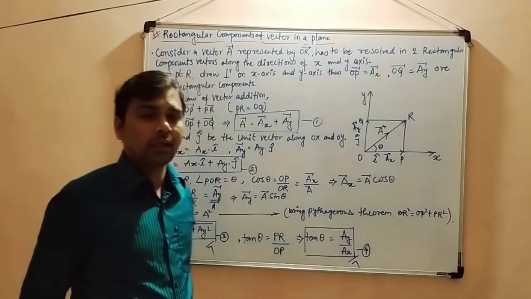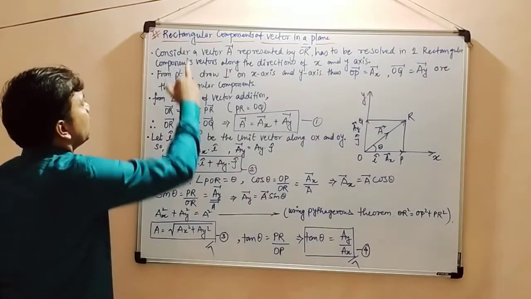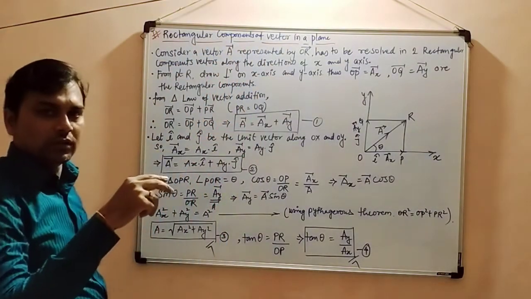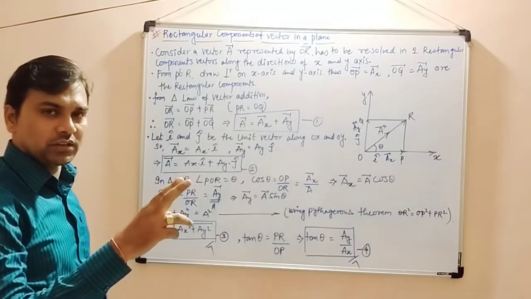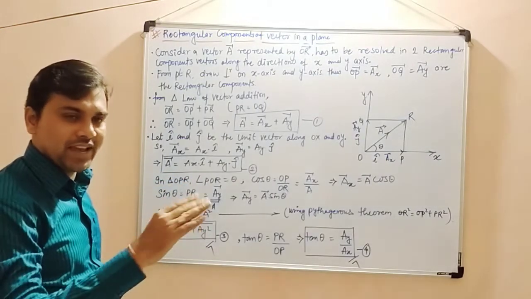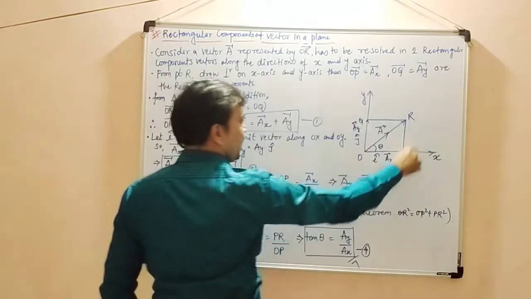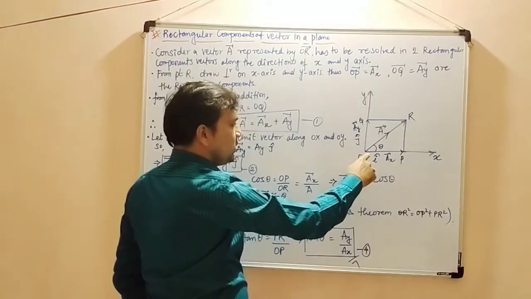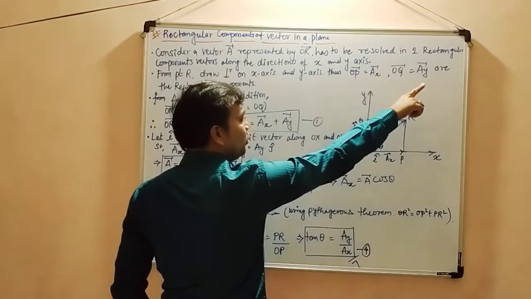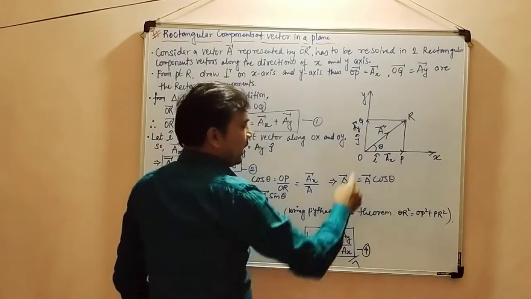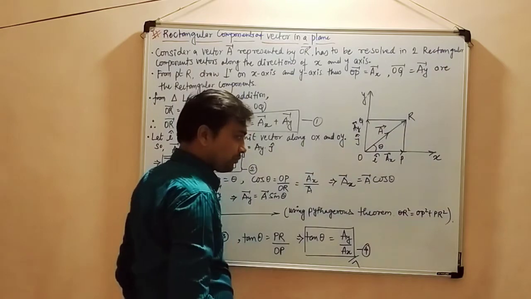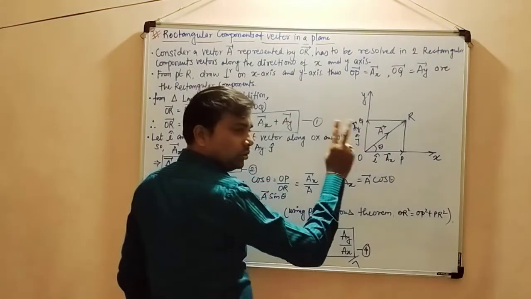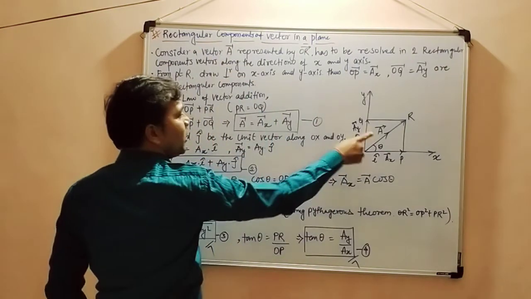Friends, welcome back. Our next topic is the rectangular components of a vector in a plane. In a plane, a vector is given. What are its components along the axes? Here I have drawn a diagram. I have taken a point O as the origin. A vector is moving along O toward the point R, and that is given by vector A. We have to find the two rectangular components of vector A.